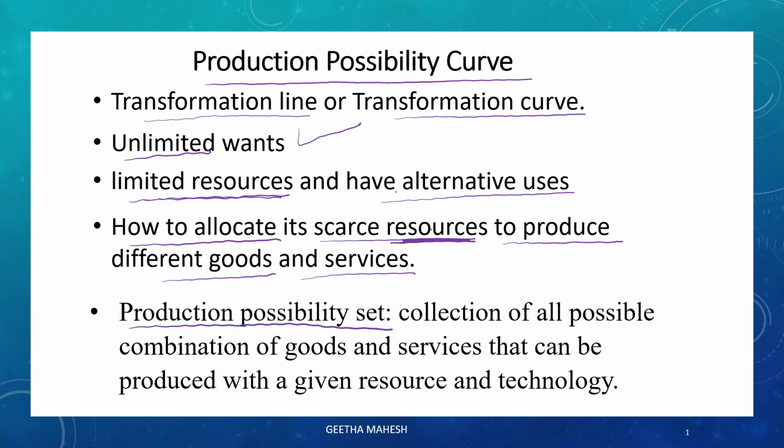That means it is a collection of all possible combinations of goods and services that can be produced with a given resource and technology. The production possibilities of an economy are the set of different combinations of goods and services it can produce with the available resources and technology.